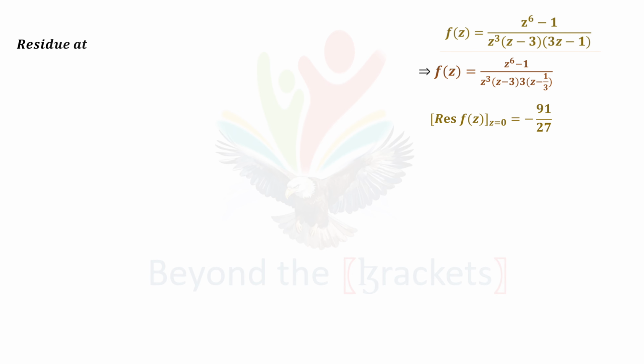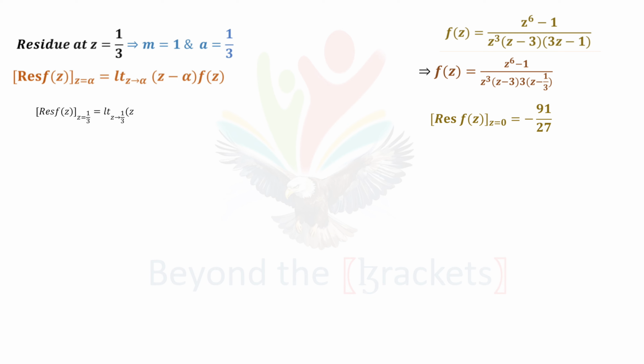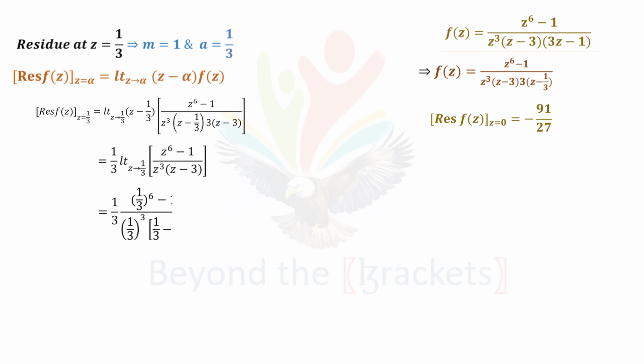To find the residue at z is equal to 1 by 3, we use the formula for the residue at a simple pole. Substituting the values, we get limit as z tends to 1 by 3, z minus 1 by 3 into z power 6 minus 1 divided by z cube into z minus 1 by 3 into z minus 3. z minus 1 by 3 in the numerator and in the denominator cancel out, and we are left with z power 6 minus 1 divided by z cube into z minus 3. Applying limit as z tends to 1 by 3 and simplifying this, the answer will be 91 by 27.